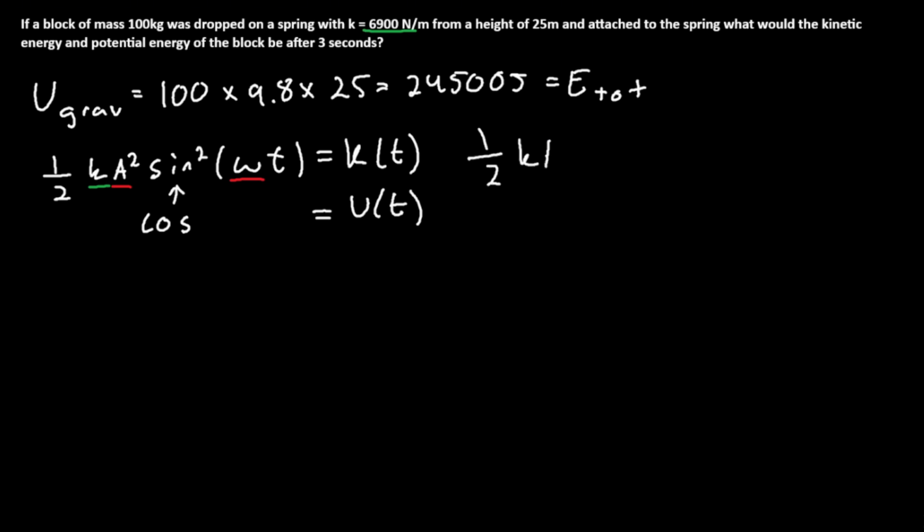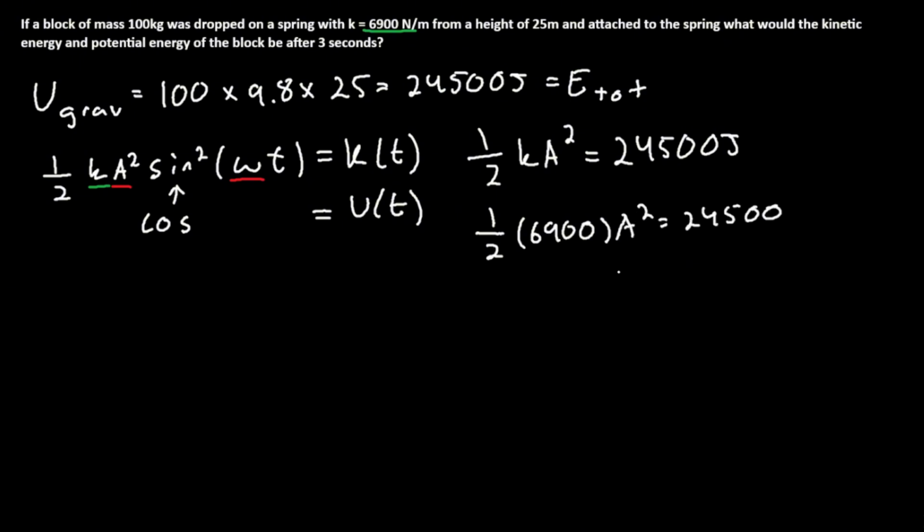Well, your total energy is equal to 1/2 k times amplitude squared. Now we have the total energy, so we can set this equation equal to that. We also have the spring constant, so we can write down the spring constant in this problem. A squared is equal to 24,500. And doing a little bit of algebra, your amplitude should be 2.66 meters. So the spring goes up and down 2.66 meters from its equilibrium position.